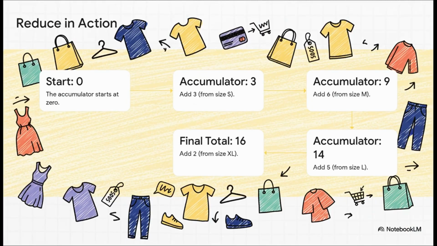So how does it actually work? It's pretty cool. We start with an initial value, in our case 0. This is often called the accumulator, but it's easier to just think of it as our running total. As reduce goes through each size, it grabs the quantity and adds it to our running total. So it starts at 0, adds the 3 smalls to get 3, then it takes that new total, 3, adds the 6 mediums to get 9, and just keeps going, carrying that running total forward till every size is counted.